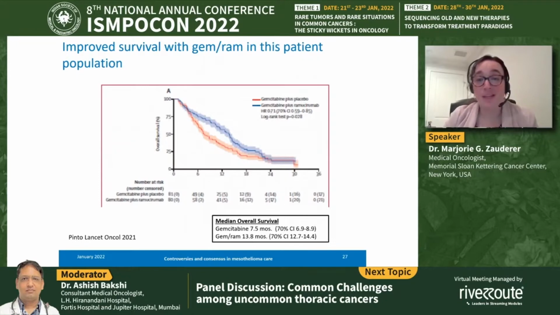But what is interesting to note is that at the end, far out in the 24 to 30 month range, the curves do converge. Median overall survival with the gem-ram arm was 13.8 months versus 7.5 months with gemcitabine alone.